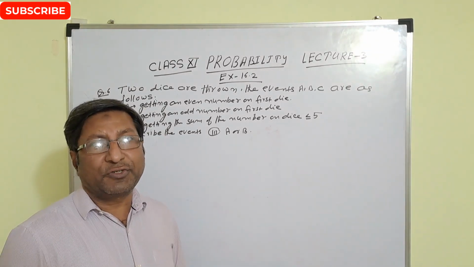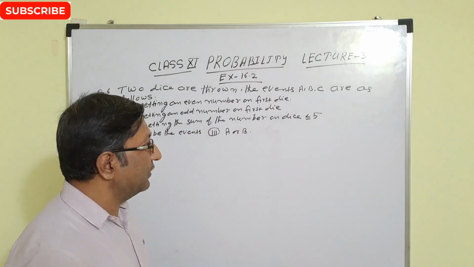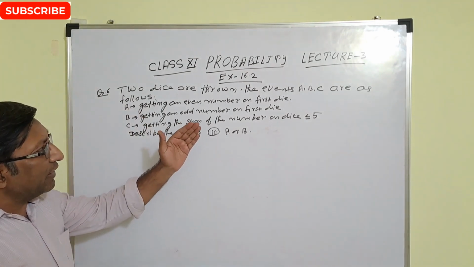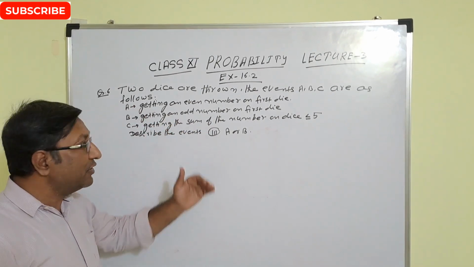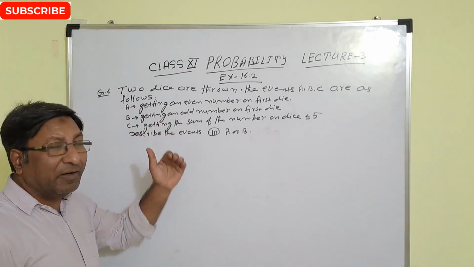Most important question of probability. Let us see the question. Question is, two dice are thrown. The events A, B, C are as follows: A, getting an even number on the first die, and B, getting an odd number on the first die.